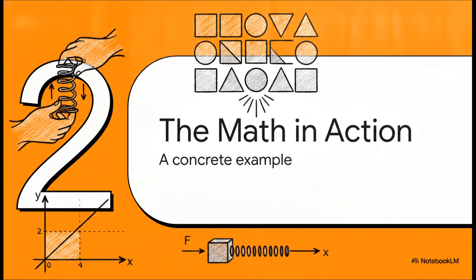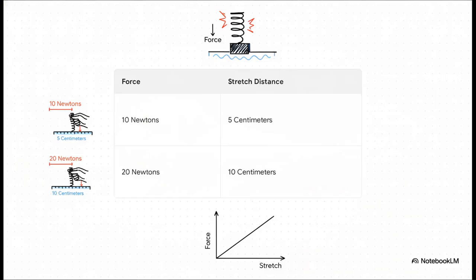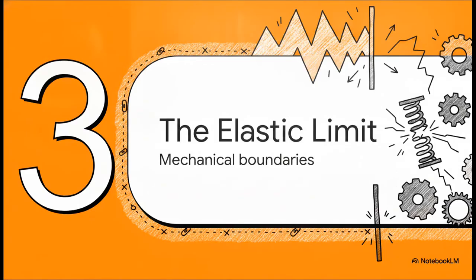Theories are great and all, but let's move to Section 2, the math in action, and look at a concrete example. Imagine a spring with a specific spring constant, say 200 newtons per meter. If you apply a 10 newton force to it, you get a 5 centimeter stretch. Now, if we double that applied force to 20 newtons, the stretch perfectly doubles to 10 centimeters. 10 gets you 5, 20 gets you 10. It is perfectly linear. You can predict exactly how the material will behave just by doing some incredibly basic multiplication in your head. But as with pretty much everything in the physical world, there are limits.